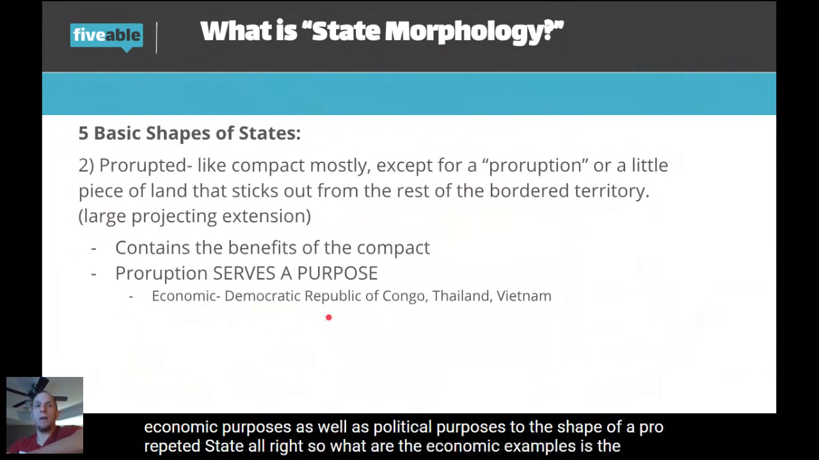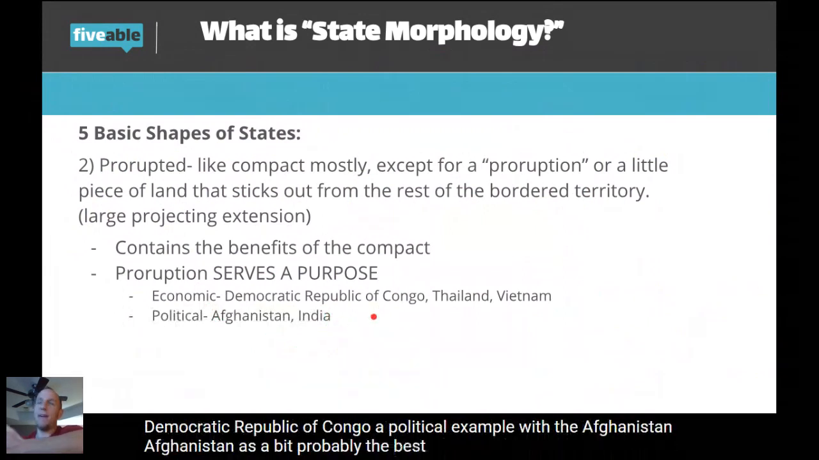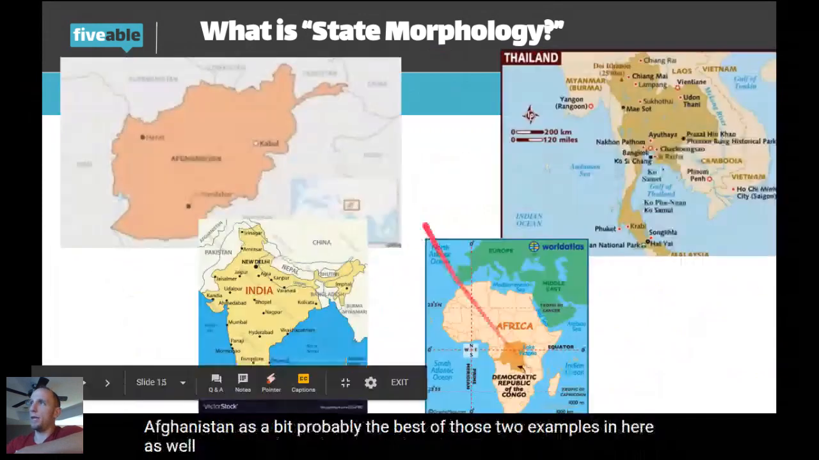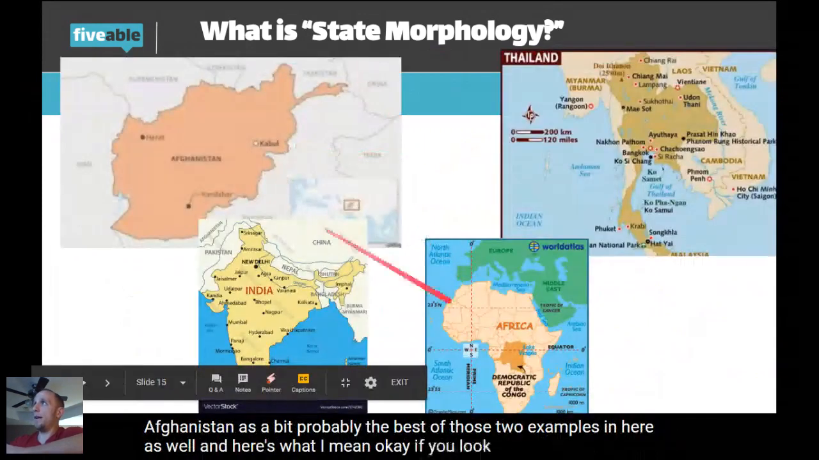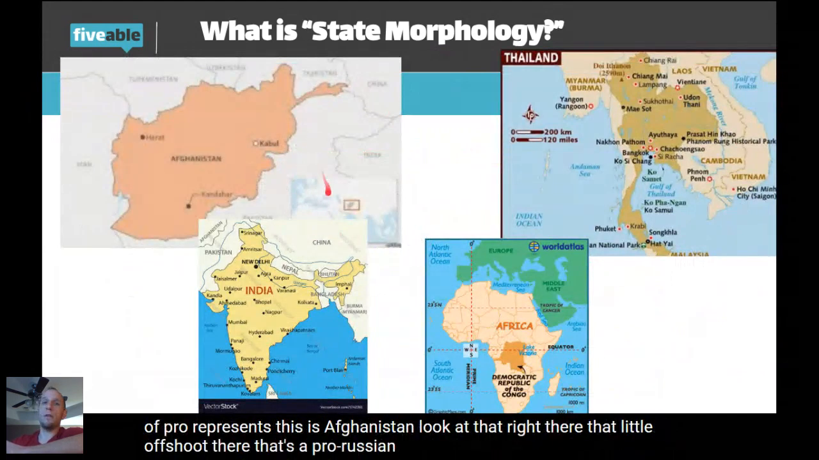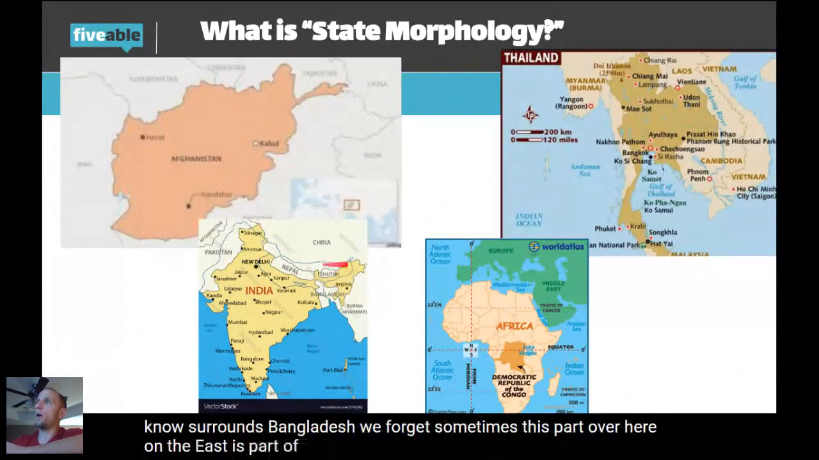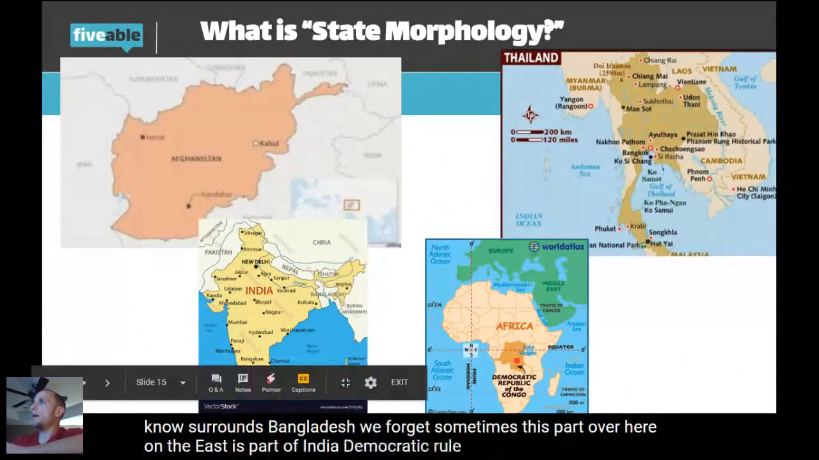So one of the economic examples is the Democratic Republic of Congo. A political example would be Afghanistan. Afghanistan is probably the best of those two examples, India as well. And here's what I mean, okay? If you look at, these are examples of prorupted states. This is Afghanistan, look at that right there. That little offshoot there, that's a proruption, right? India is actually kind of, you know, surrounds Bangladesh. We forget sometimes this part over here on the east is part of India.